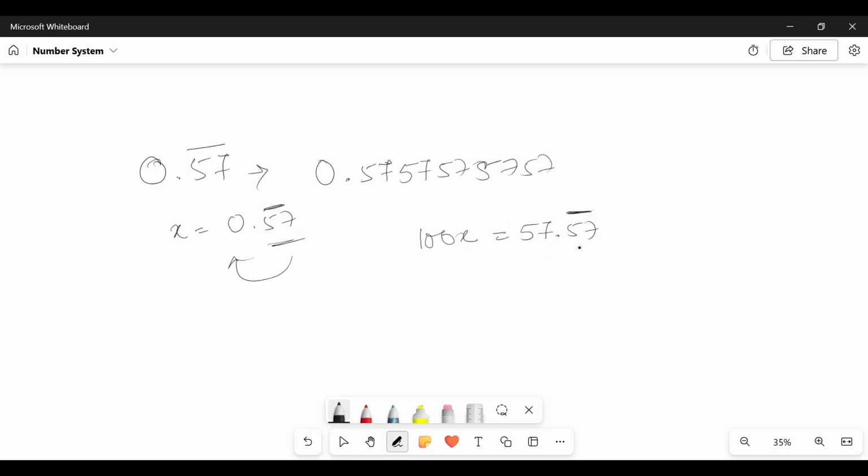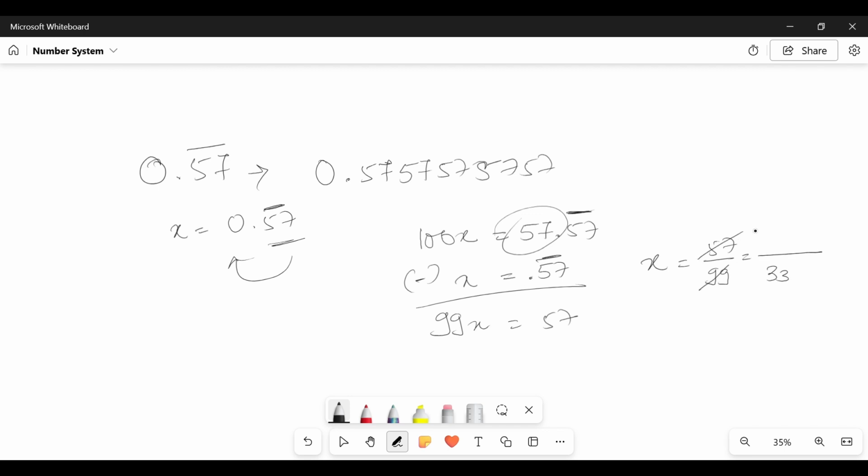So we still have the recurring number, but we have a whole number before the decimal. Now since we already know that x is 0.57 bar, we can just subtract this from 100x, and what we identify is 99x would be 57. So x in turn would be 57 upon 99, which if we simplify it further, dividing by 3, would be 19 upon 33. So 19 by 33 is the rational form of 0.57 bar. This is as simple as that.